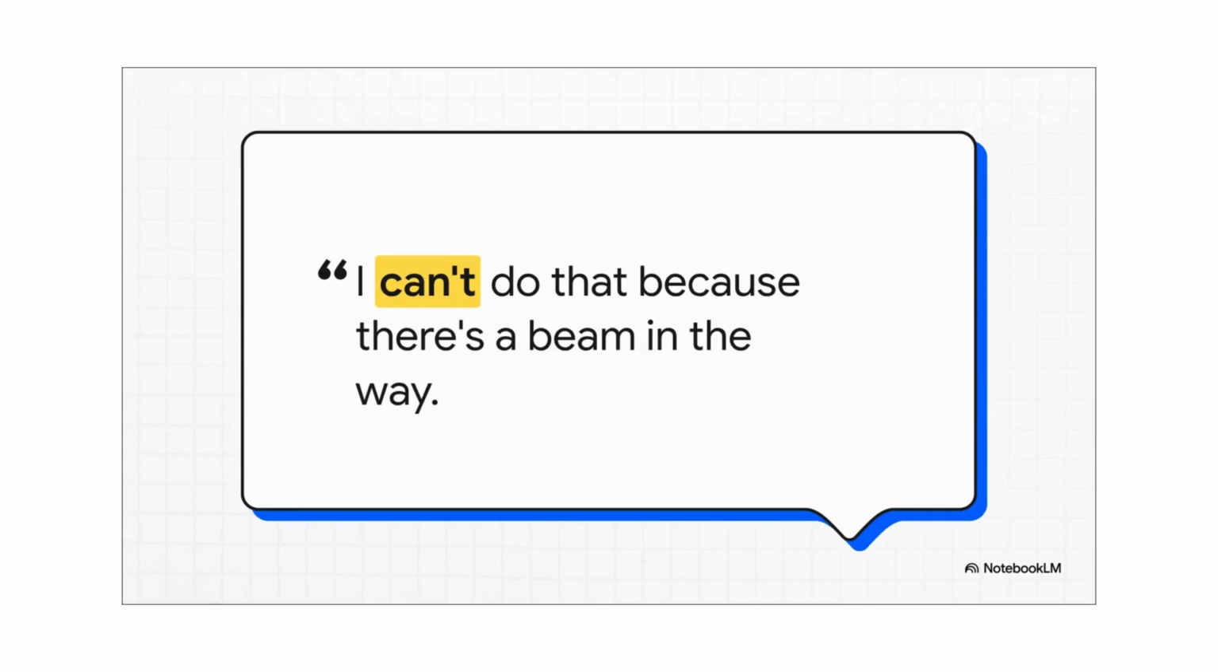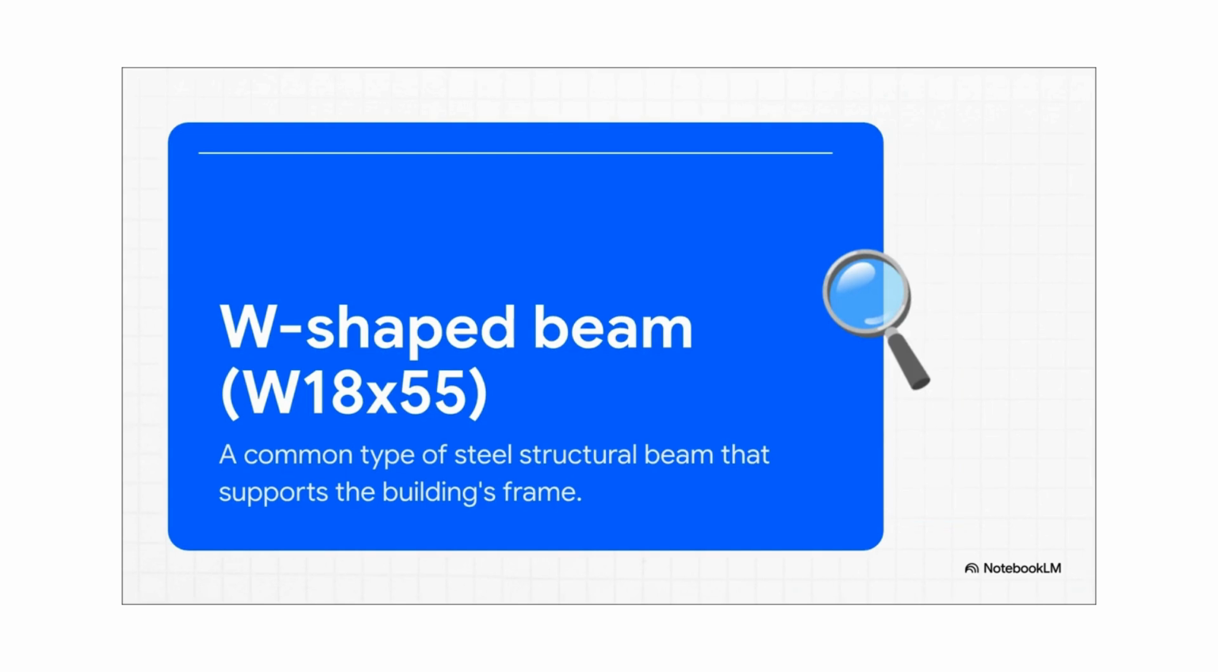And this is that exact uh-oh moment of discovery. It's not an error in the software, it's a real-world constraint. The building's own skeleton is literally right in the path of the plumbing. And what's so interesting here is that it's not just any obstacle. It's a W18 by 55 structural beam. This is a critical piece of the building's support system. You can't just move it, and you definitely can't drill a hole through it. The plumbing has no choice.